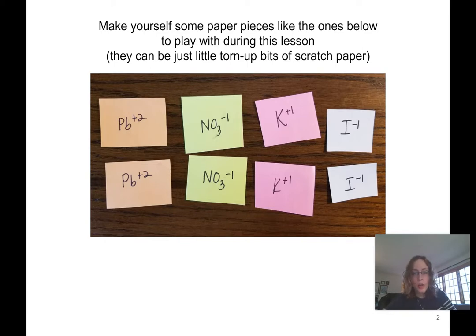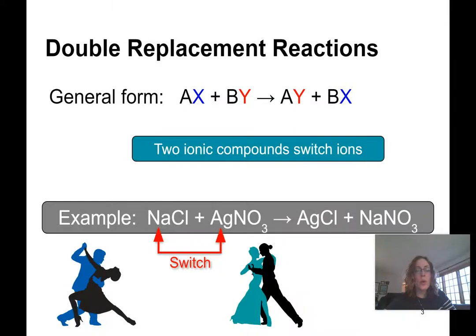All right, once you have your 8 pieces of paper, we're going to just recap the notes that we did before break. So we were talking about double replacement reactions. Double replacement reactions will often involve solutions, and that's why we're talking about this, piggybacking off of where we were in Unit 6A.